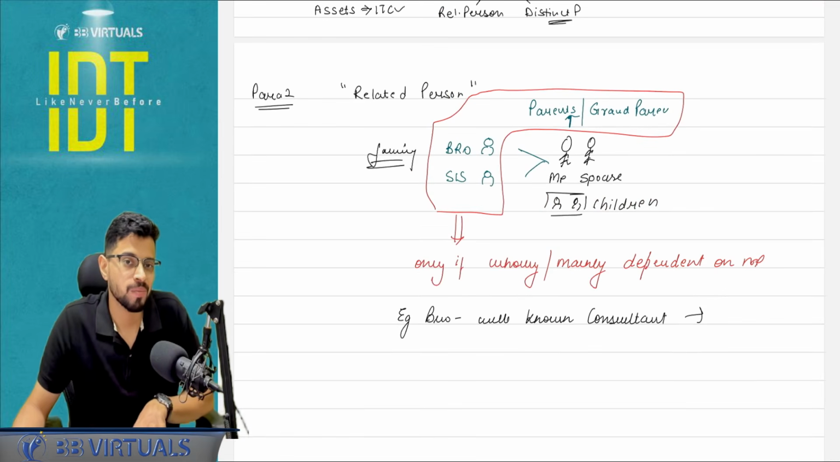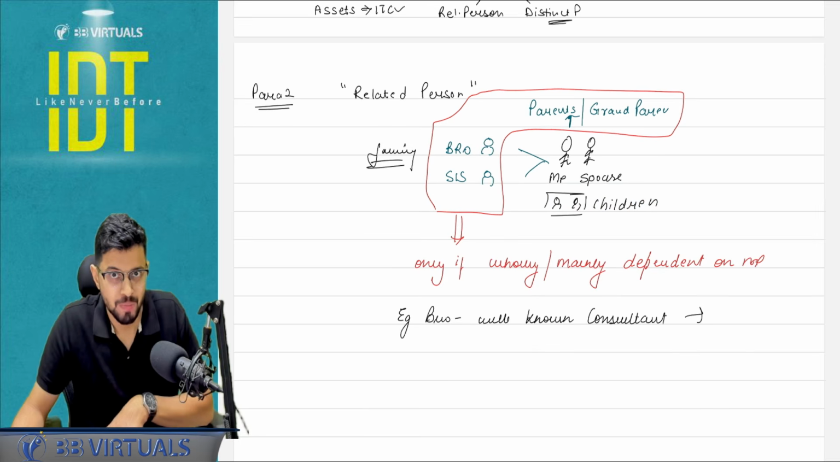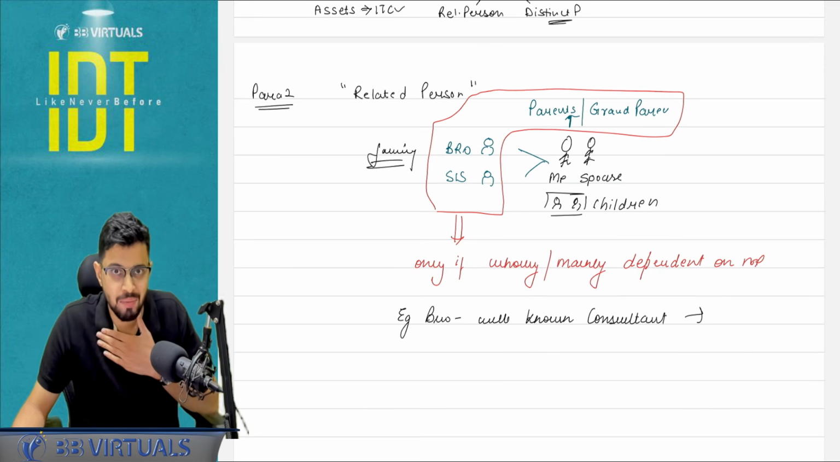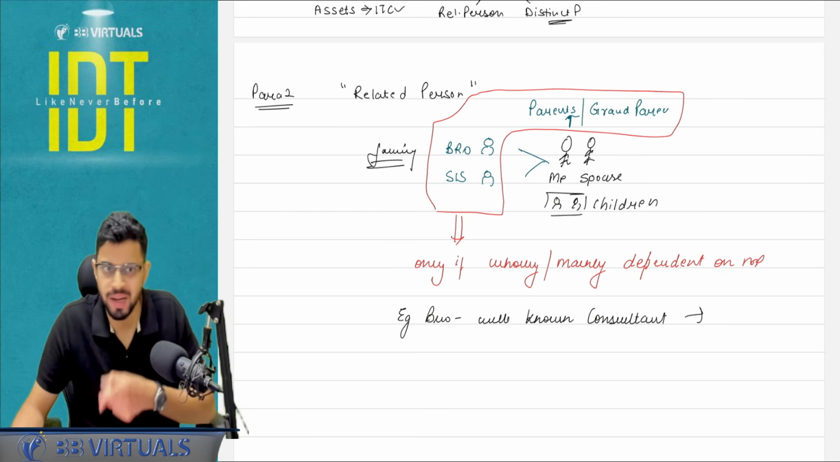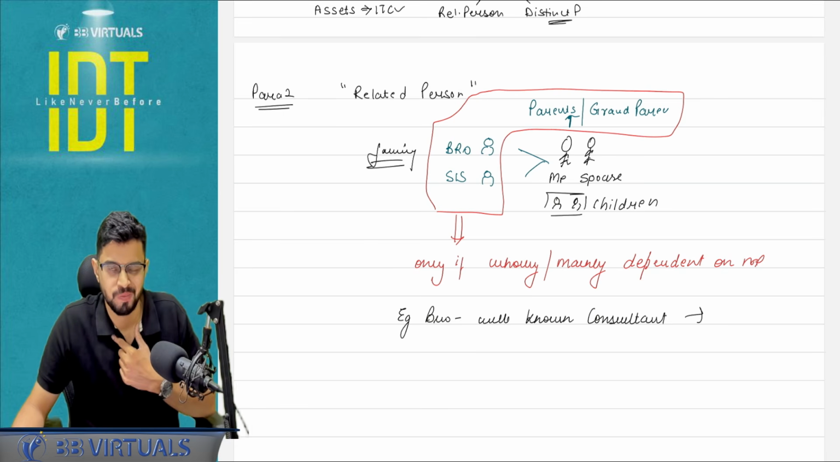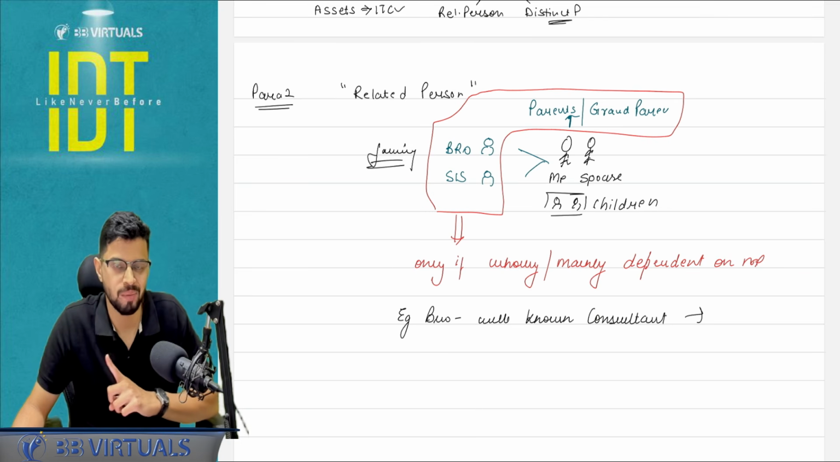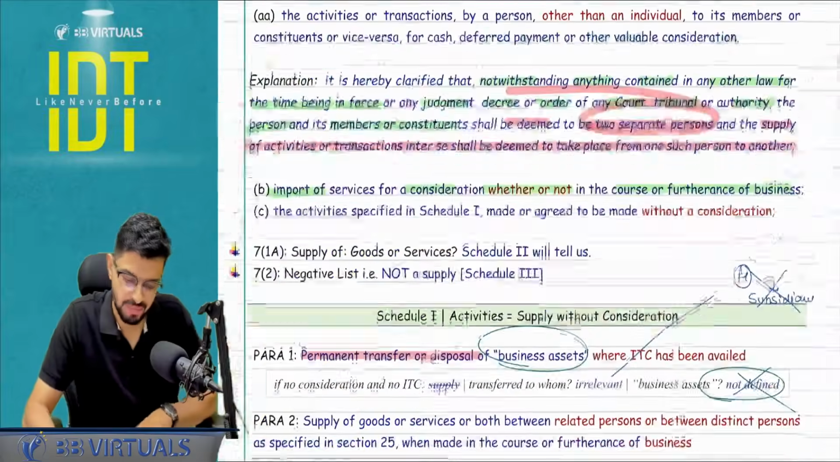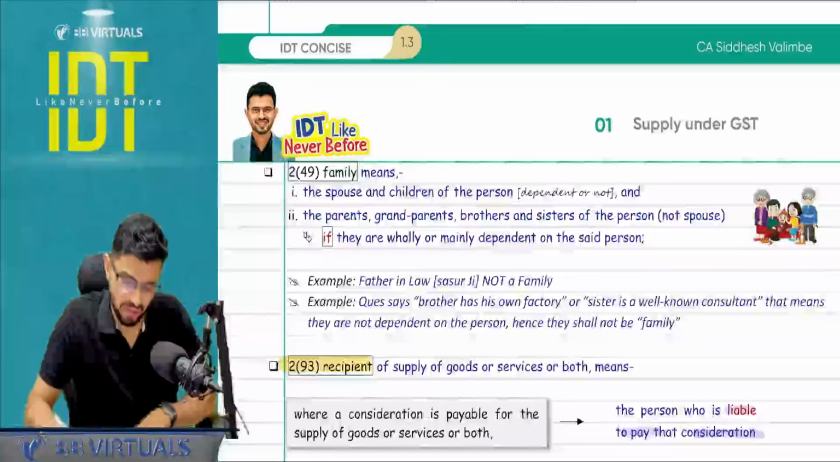Sir, what about the parents, grandparents of my spouse? We consider them a part of family in India in a general manner, but in GST, no. Father-in-law, mother-in-law, not a part of your family. Clear? This has been defined as well.